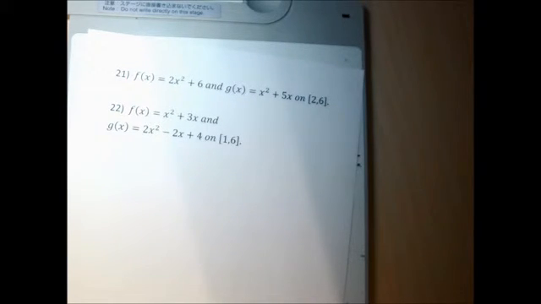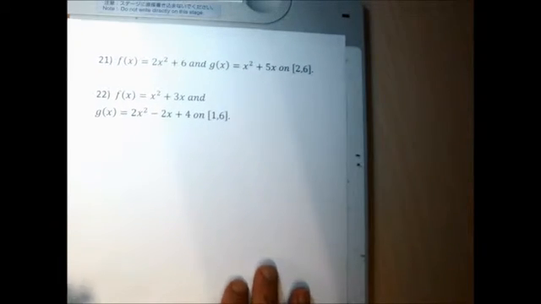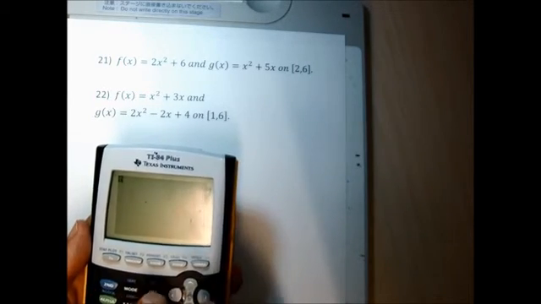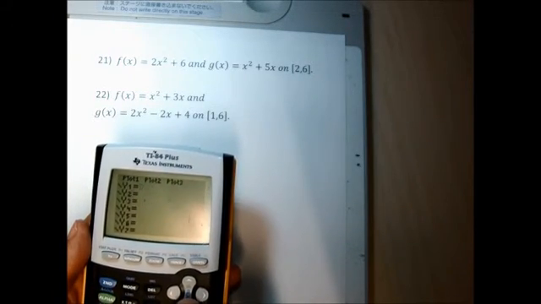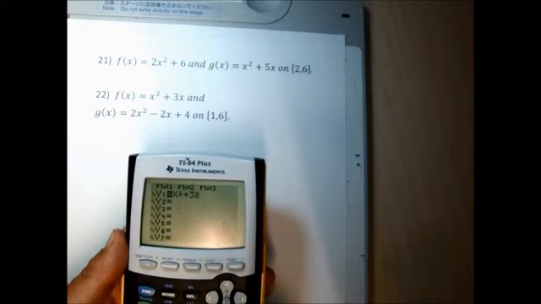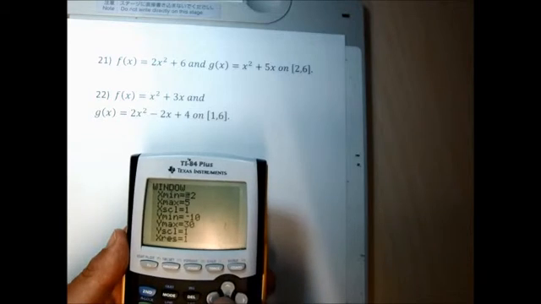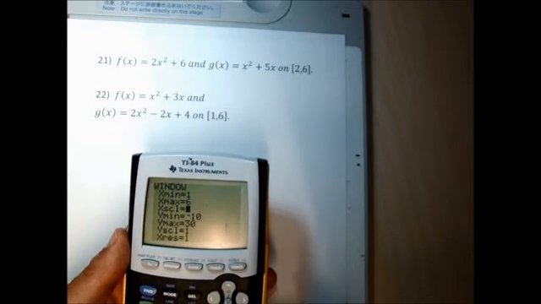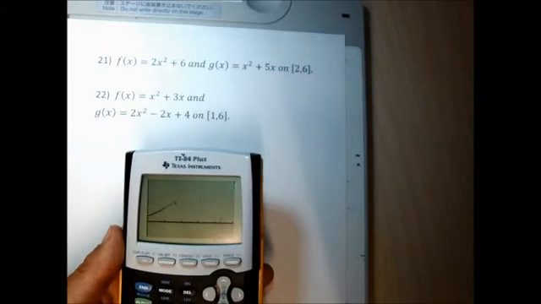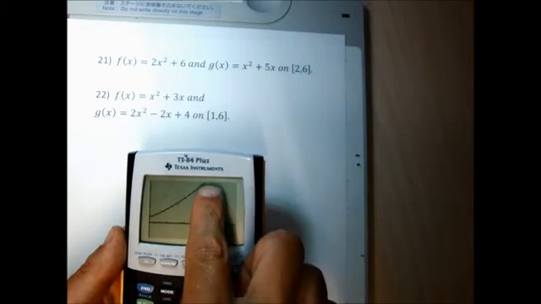Alright, so for 22, I need to look between 1 and 6 at the functions f of x and g of x. So I'm going to graph them again. I don't know what the windows should be ahead of time. I just kind of play, other than I know what the x's should be. So y equals, clear this junk out. First function, x squared plus 3x. I know my x's have to go between 1 and 6. My y's right now are going between negative 10 and 30. I don't know that those are good or bad, but they actually probably need to go higher for this.